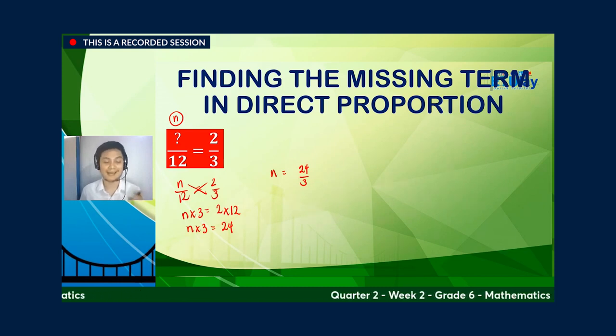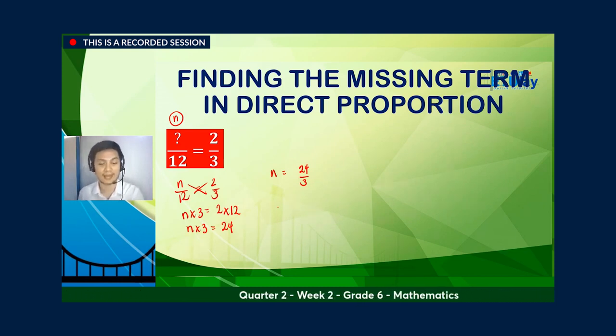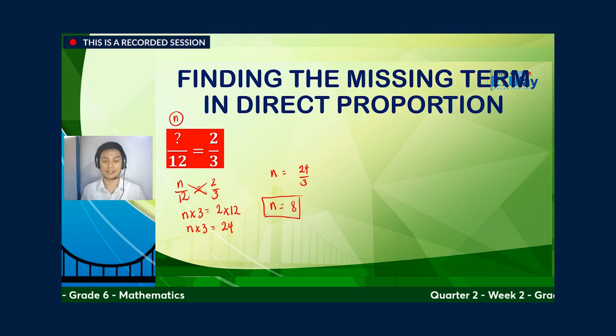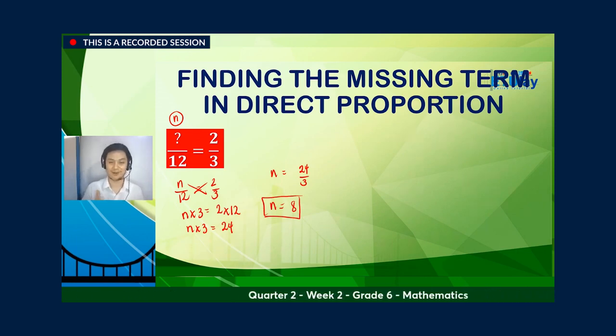So we have N equals 24 over 3. And the answer is 8. So ang value ng N ay 8. Ibig sabihin, kailangan merong 8 na shells doon dahil maglalagay si nanay ng 12 squids. So that is already solved.